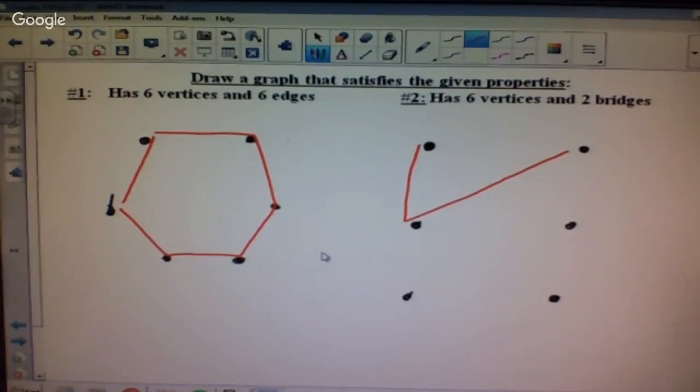So what I want to do now is I don't want to draw any more edges going out to those, but I want to connect the rest. So I'm going to connect the rest so I don't have any more bridges. So now I've got those two bridges that reach out, kind of like a TV antenna looking thing. And then everything else is connected.